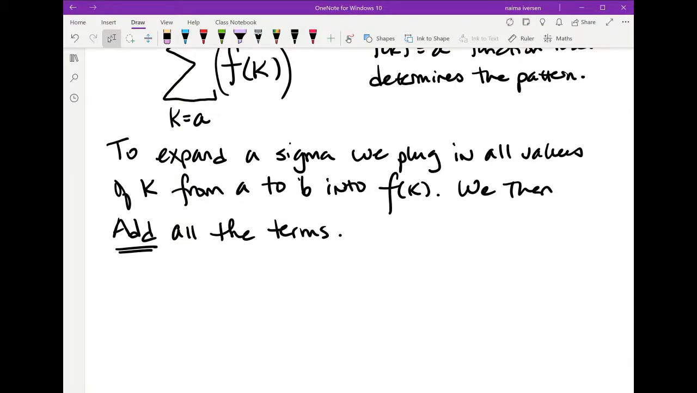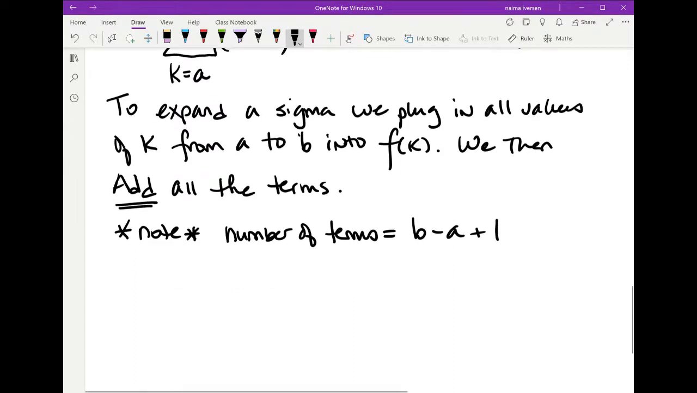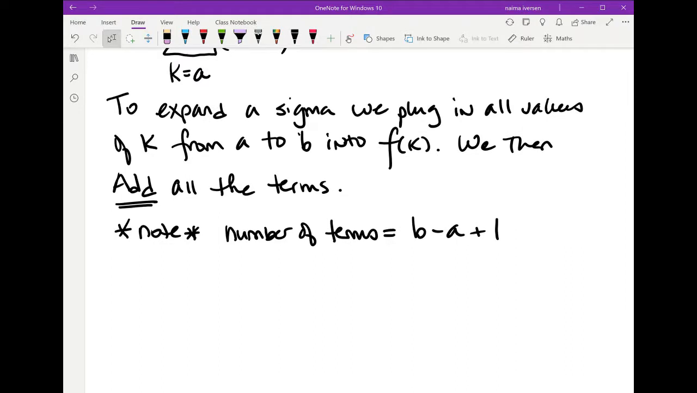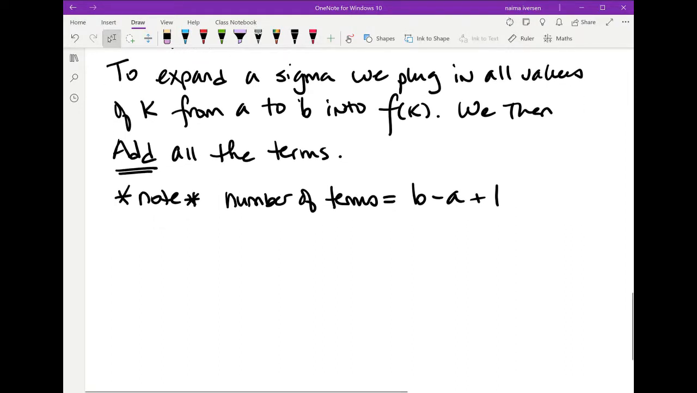One of the things to note, if you wanted to calculate the total number of terms in a certain sigma, is that it is equal to b minus a plus 1. Because essentially, you take the difference between the b and the a, and then you add 1 for that first term. Okay, so let me show you a couple of examples.